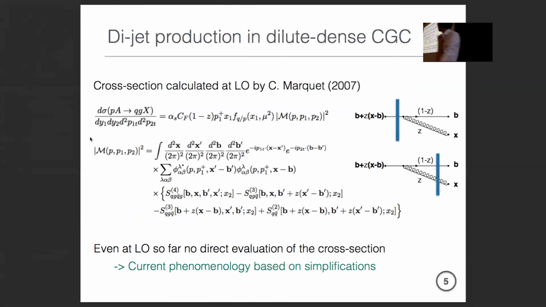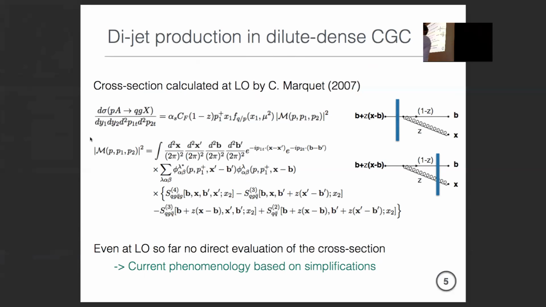So how does dijet production work in dilute-dense CGC? What do you have to consider? Let's look at the standard diagrams here. Basically you pick out a parton from your projectile, and this parton will have to split essentially into 2, which are going to be your 2 measured jets. This can happen either before or after the interaction with the shock wave. Then you go and calculate the cross section.